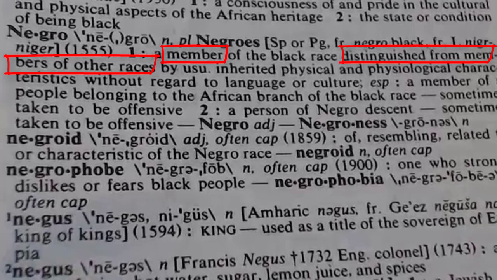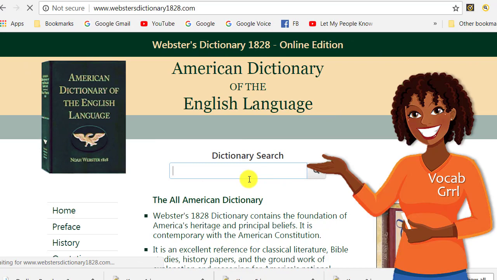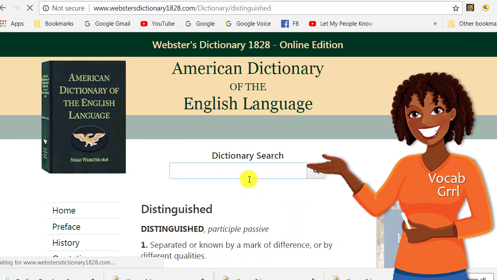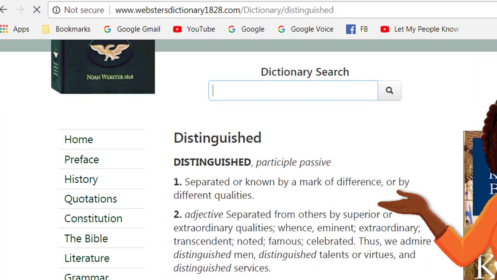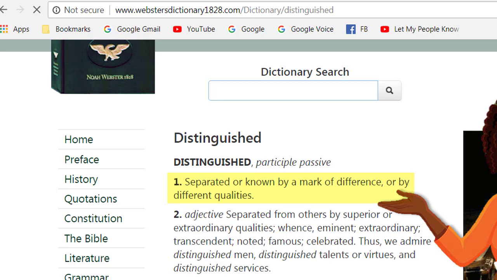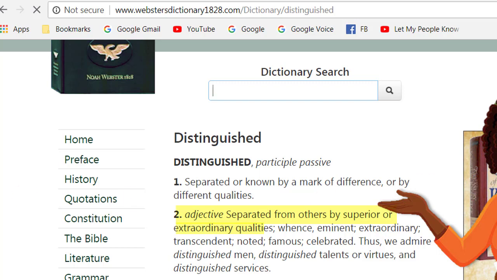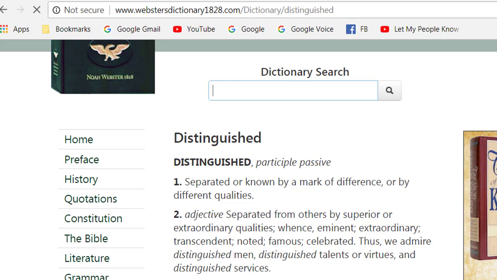My curiosity led me to look up the word distinguished for more understanding. Vocab Girl, can you help us with that? According to the Webster's 1828 dictionary, distinguished is a noun and it means separated or known by a mark of difference or by different qualities, and separated from others by superior or extraordinary qualities. Now I was even more curious. If we didn't have a history, why would Columbia Encyclopedia, a product of Columbia University, use the word distinguished to describe the Negroes unless they knew something we didn't?